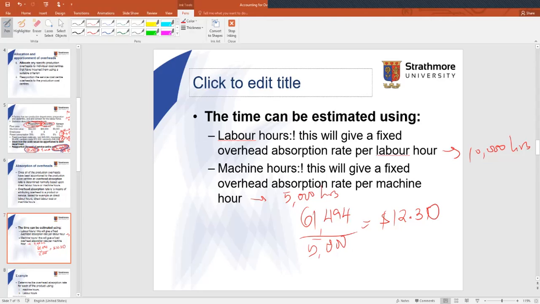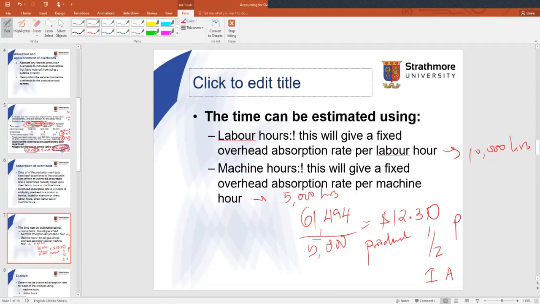Which means if this company was to use the machine hours as the basis of absorbing the cost, then for the cost of product X, we determine how many machine hours this particular product took in the preparation department. If, for instance, this product X took half an hour in the preparation department, and let's say 1 hour in the assembly department.